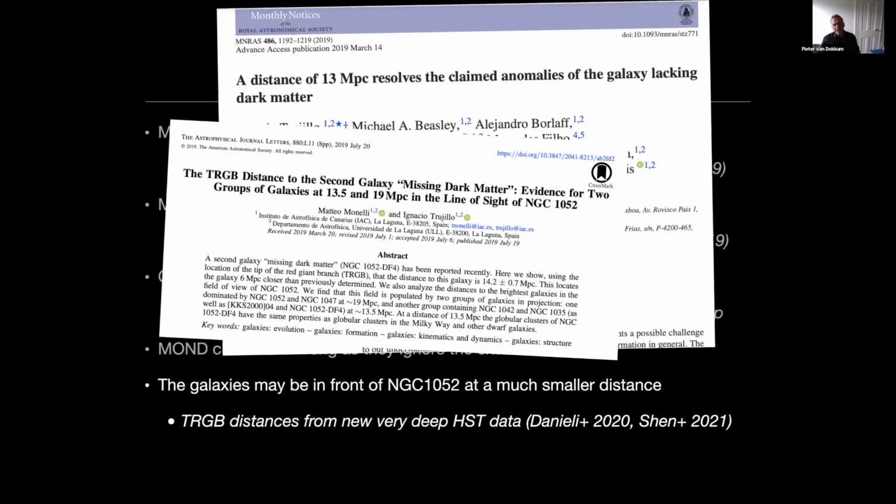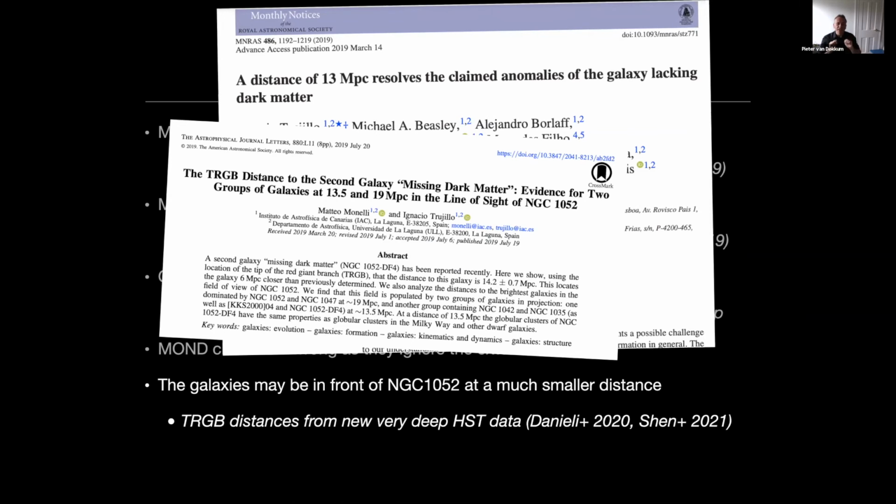Then the final thing, and this got a lot of attention as well. This is by Nacho Trujillo and Beasley and also Matteo Monelli, where they said, well, what about changing the distance to the galaxy? You assume that it's at 20 megaparsec. Well, it's not quite an assumption. It came from surface brightness fluctuations and a lot of other things.